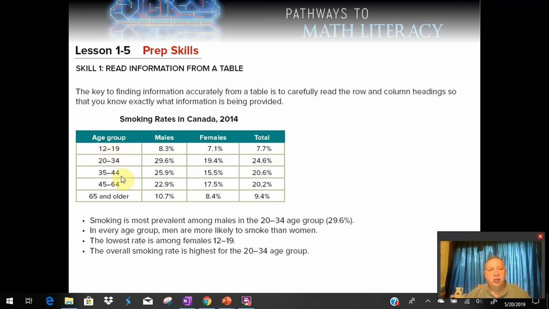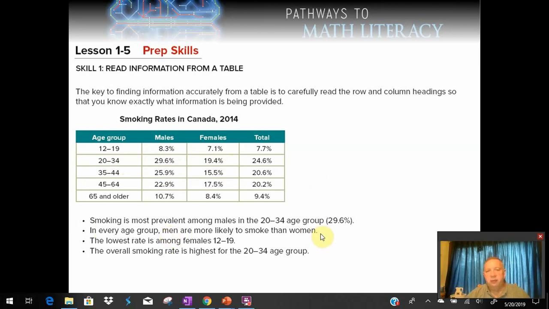So if you wanted to know the smoking rate in Canada for the age group of 35 to 44, you would go down, find your group that you're looking for, and then go over. Let's say if we wanted to know for females, it would be 15.5%. With this type of table, you can go through and pick out key information. What is the highest smoking rate, and for what age group? Well, the 29.6 for males occurs in the 20 to 34 age group. For females, it is as well, 20 to 34.